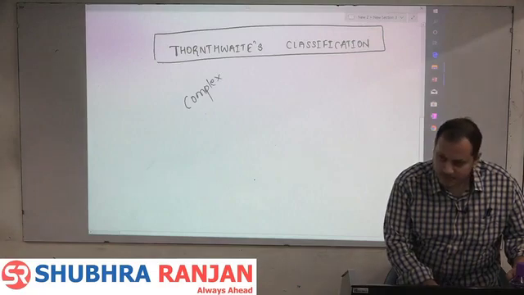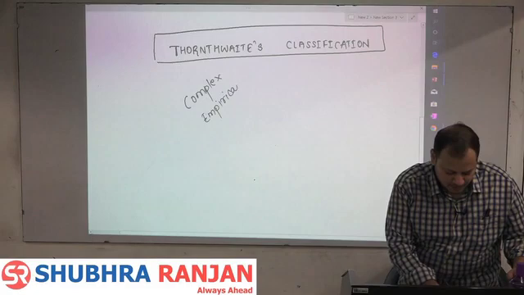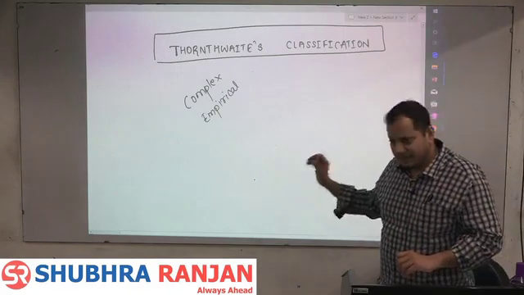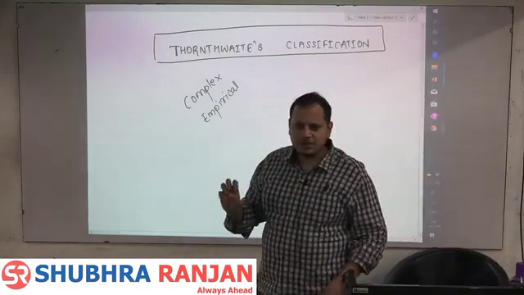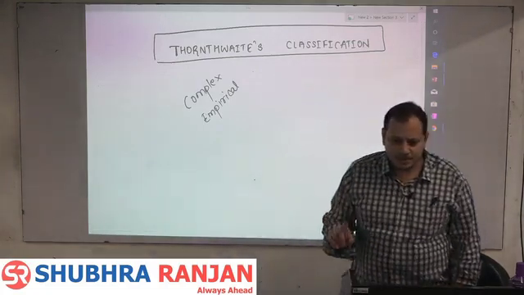Fine. It is also an example of an empirical classification. Empirical means it is based on observations. And see, whenever there are empirical classifications, there is always going to be an observer's bias. What do you mean by observer's bias?